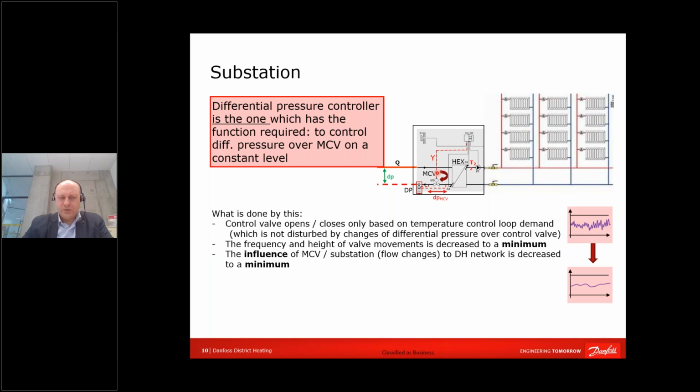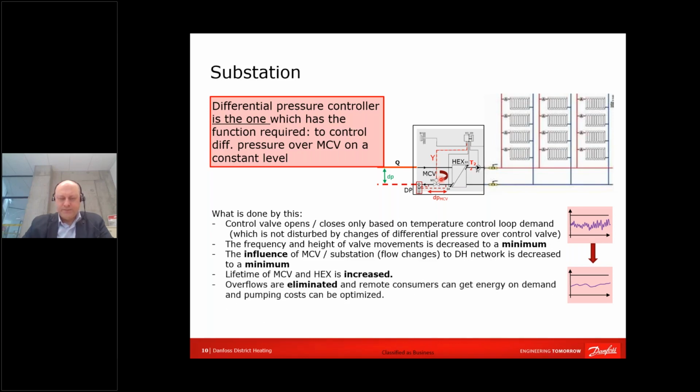So influences of fluctuation and changes are decreased to a minimum. Yes, lifetime increased, overflows are eliminated, so we have a kind of balance in the network. And pumping cost for sure can be saved, return temperature can be decreased, and heat losses can be reduced. By this, we can say that we are saving also on CO2 because we're consuming less power. We're not wasting it. And complaints on poor control are minimized.